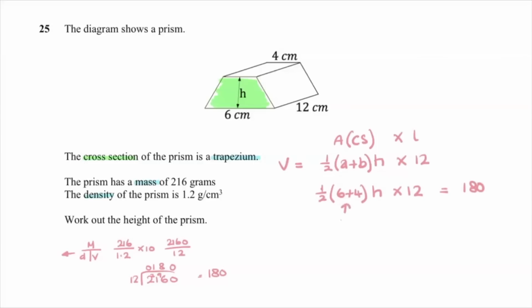Here we've got 10. If we halve 10, we've got 5. So we've got 5h times by 12. 5 times 12 is 60. So I've got 60h equaling 180. And then I just divide through by my 60, and h is equal to 3.